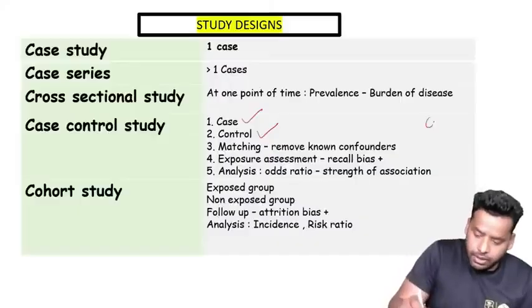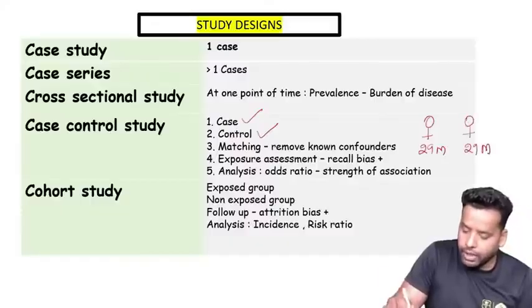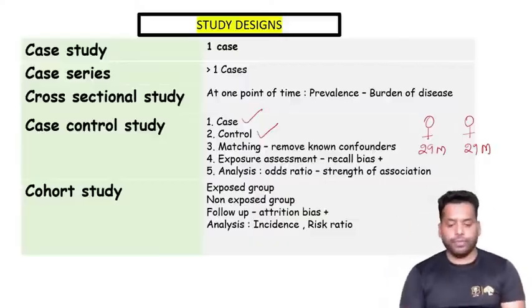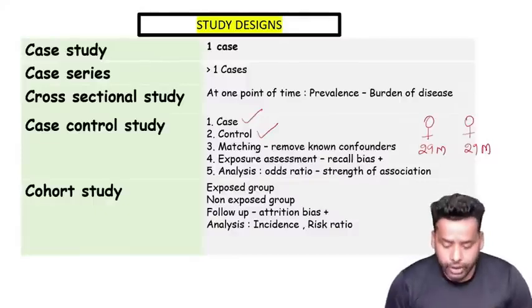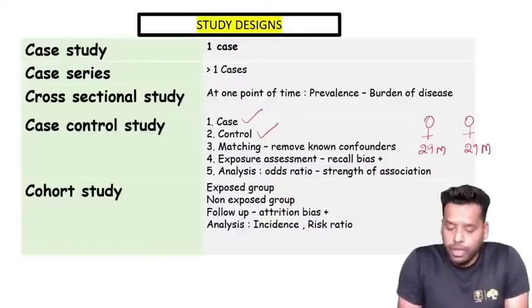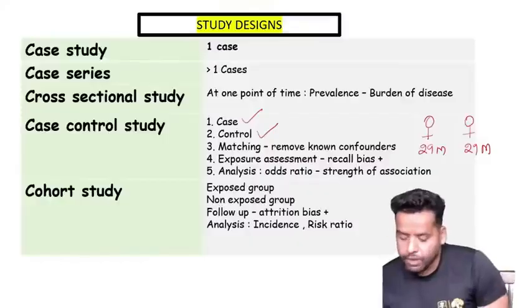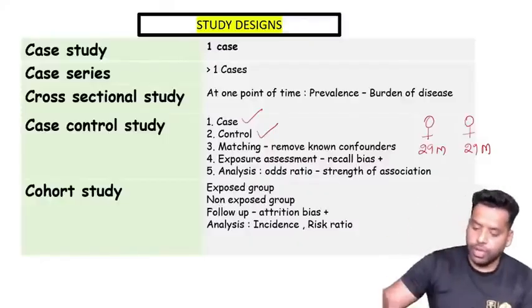If there is a case, a 29-year-old male, and if you take controls in the same way, 29-year-old male, what is this procedure called as? Answer my next question. Case 29-year-old male, if you take controls in the same way, 29-year-old male, what is that procedure called as? Matching. Yes, you are matching for age and sex.